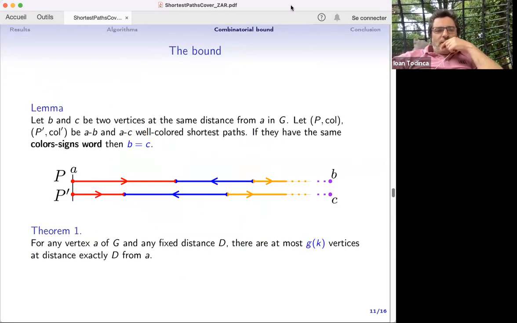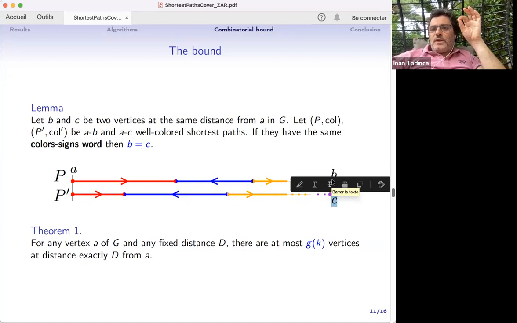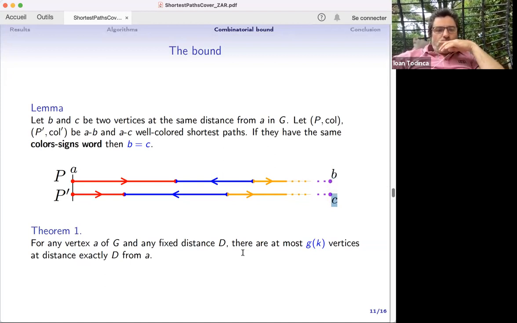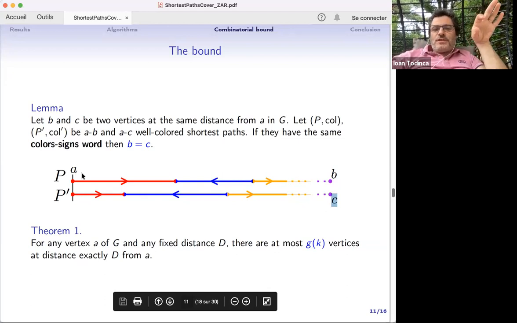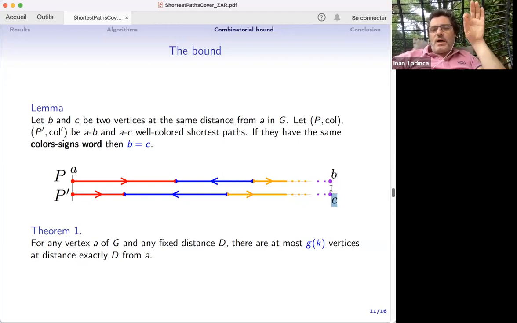And now here comes the cute lemma. It's very easy. It says the following: if I start from the same vertex A and take two shortest paths, from A to B and from A to C, and if these paths have the same color sign word and the same length, then the endpoints must be identical. It's so simple that I can prove it. This will, of course, show that the number of vertices at prescribed distance d from A is upper bounded by the number of color sign words, which is, as I said, upper bounded by a function of k.